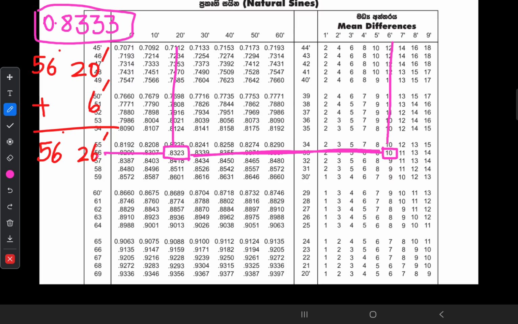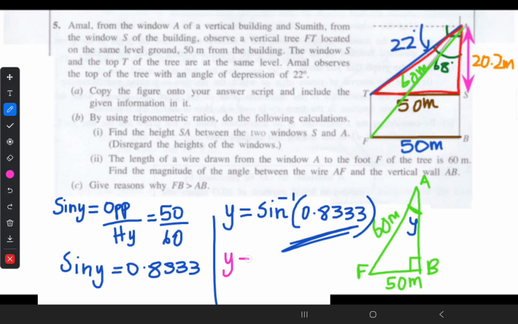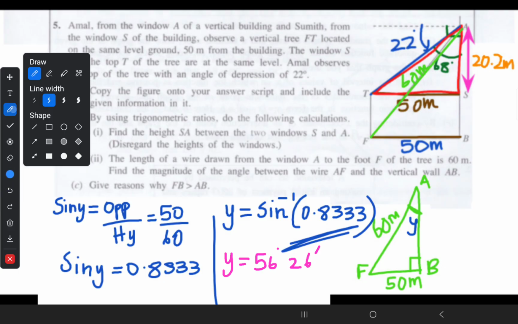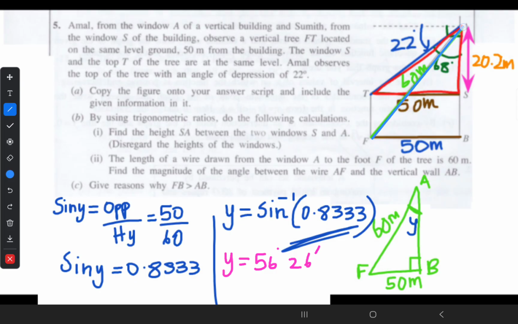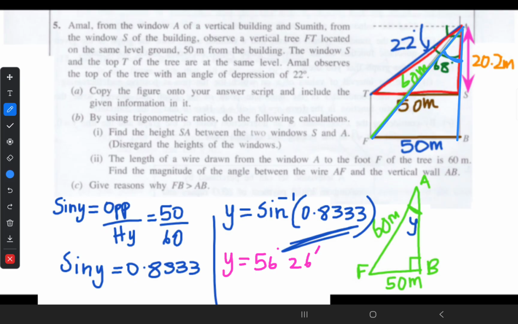It belongs to 56 degrees 20 minutes, and the 6 minutes mean difference. 56 degrees 20 minutes plus 6 minutes would be 56 degrees 26 minutes. So the answer for y is 56 degrees and 26 minutes. The angle in between this one and this one, I'll show that one also here by using another color. From here to here and here to here, the angle was 56 degrees and 26 minutes.